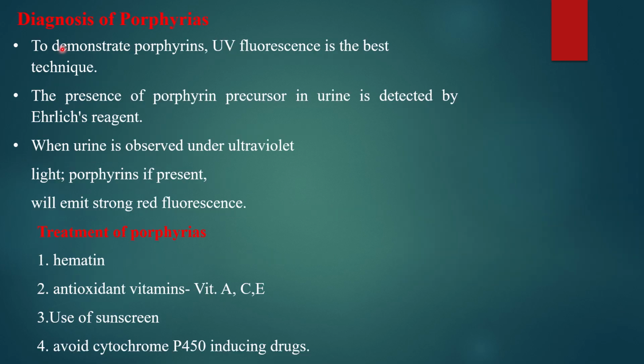To demonstrate the porphyrins, UV fluorescence is the best technique. The presence of porphyrin precursors in urine is detected by Ehrlich's test. When urine is observed under UV light, porphyrin, if present, will emit a strong red fluorescence. Treatment of porphyrias can be done by giving an infusion of hematin. Then antioxidant vitamins can be given to remove oxidative stress and oxidant species. Then use of sunscreens and avoidance of cytochrome P450 inducing drugs, such as anticonvulsant drugs and barbiturates.